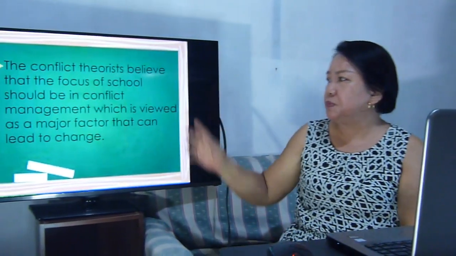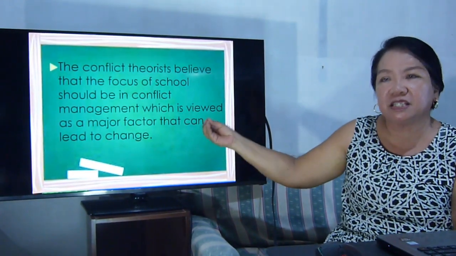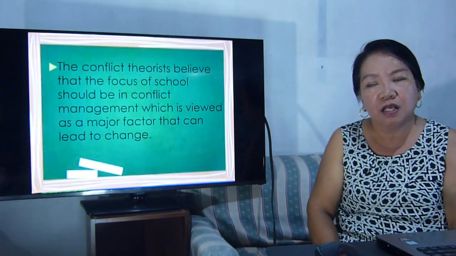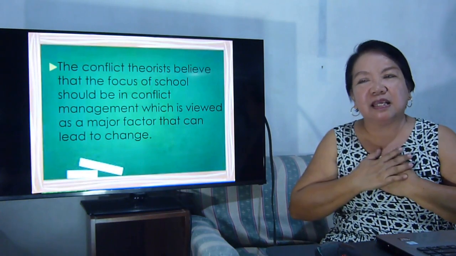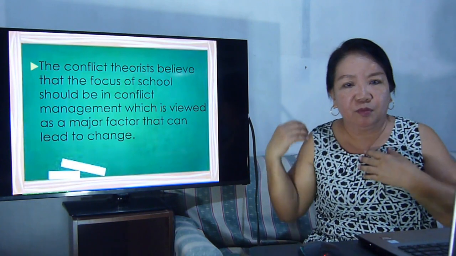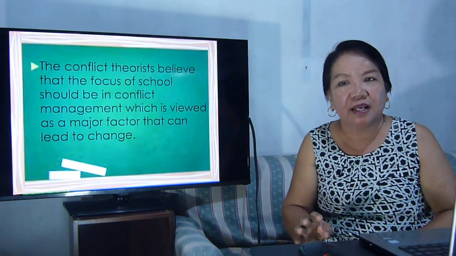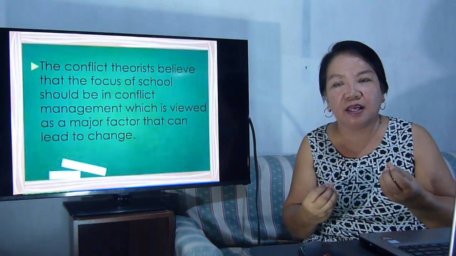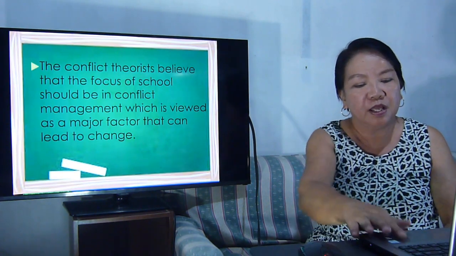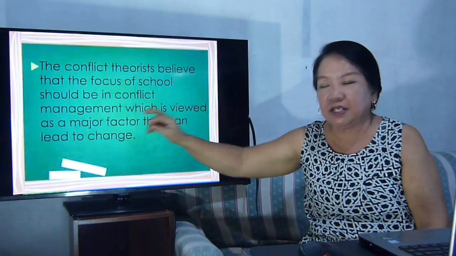The conflict theorists believe that the focus of school should be in conflict management. Paano mag-manage ng conflict? Which is viewed as a major factor that can lead to change. No? So, kahit na sa ating sarili, kahit na sa ating pamilya, may mga conflict din yan. Meron ba yan sa inyong level na sino maglimpyo sang balay, nagsunggudanay na ang mag-utod kay amonisya ang suguon, tapos hindi siya magpasugo, and so on, no? So, conflict management. Okay? Conflict management.